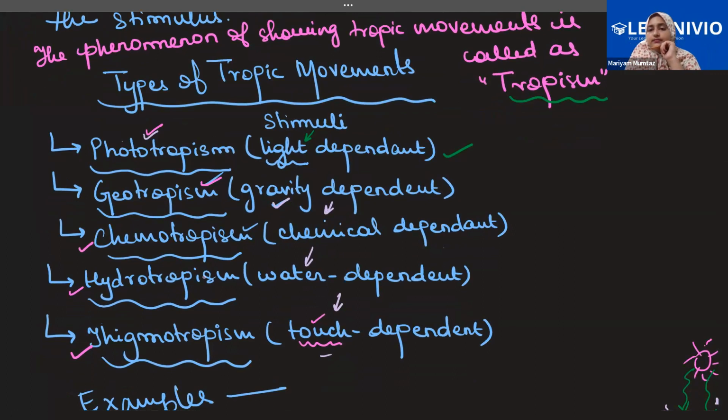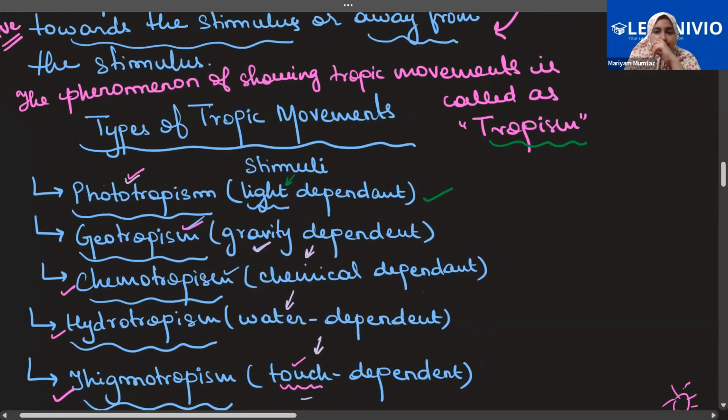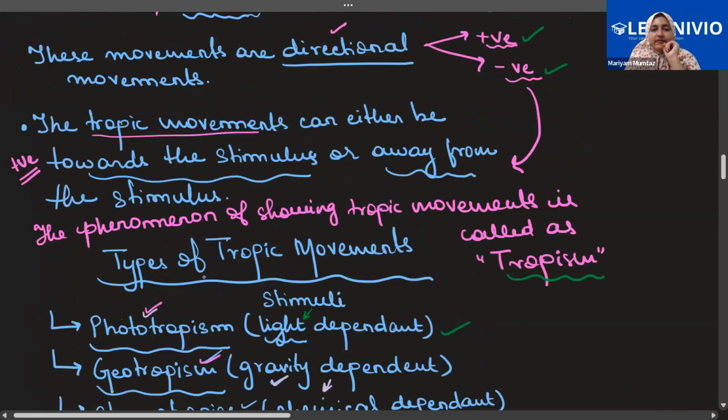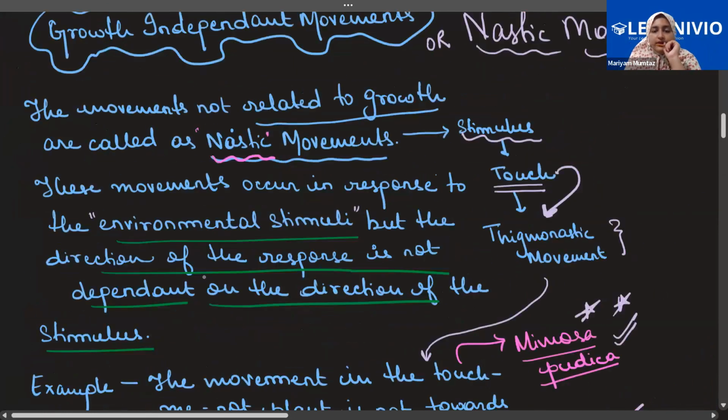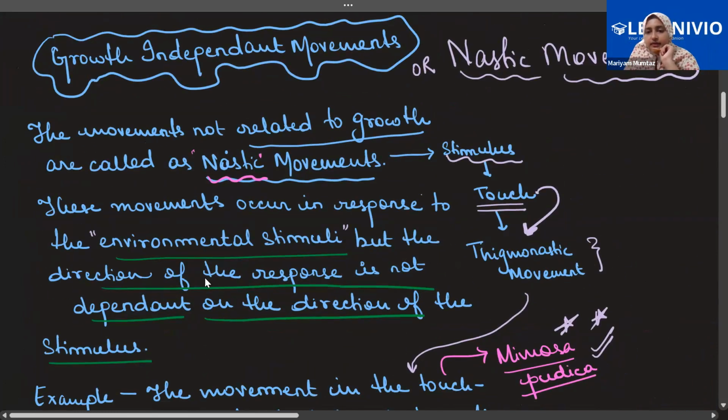Any doubts? This thing is clear? Yes. Okay, very good. Now you people can note it down. You can switch off your videos and write it down. What are chemically dependent plants? I'll tell you the example, don't worry. I'll tell you.